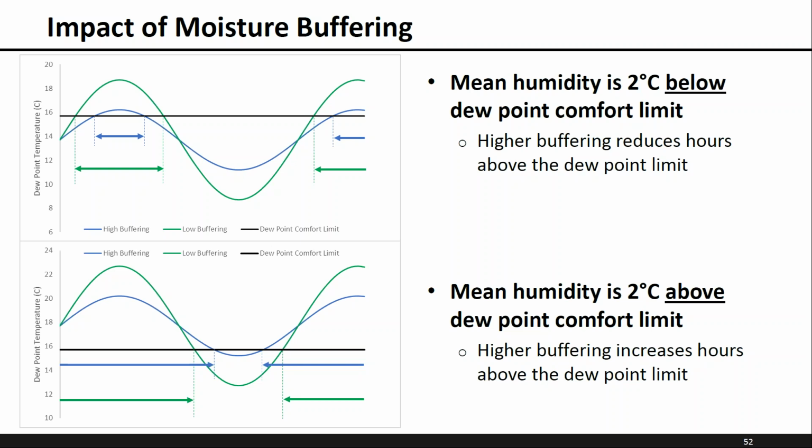Okay, great, thank you. The next question is, in new construction, does it make sense to choose construction materials of the home to increase or decrease humidity buffering to manipulate the humidity without changing the cooling system?